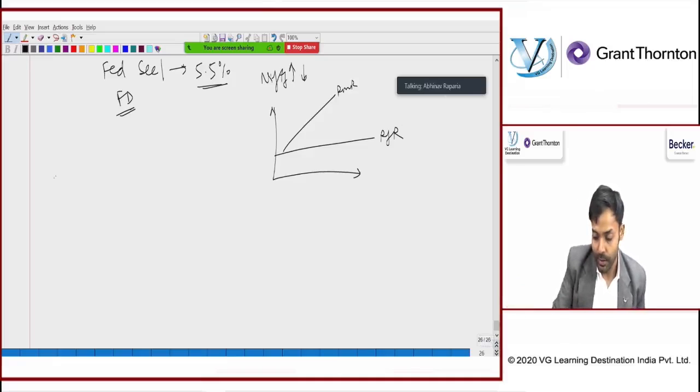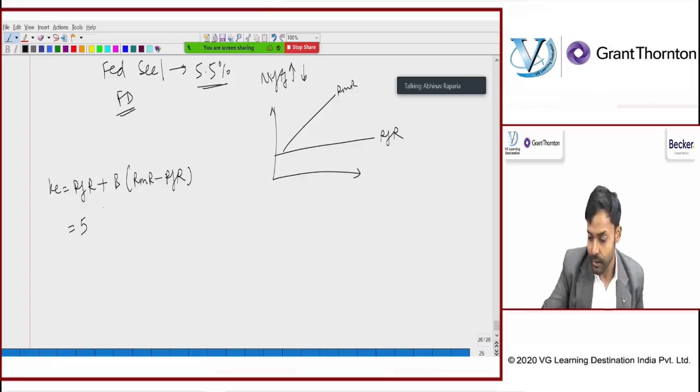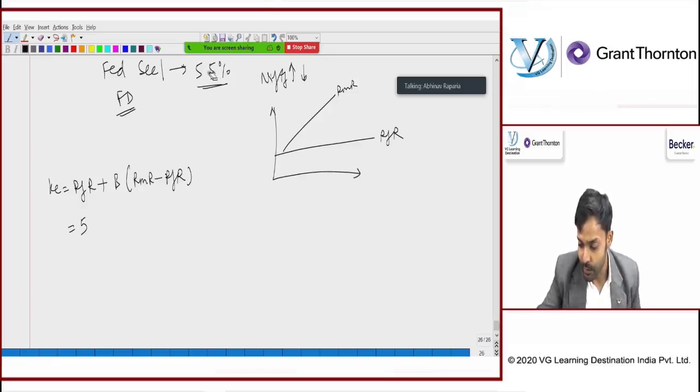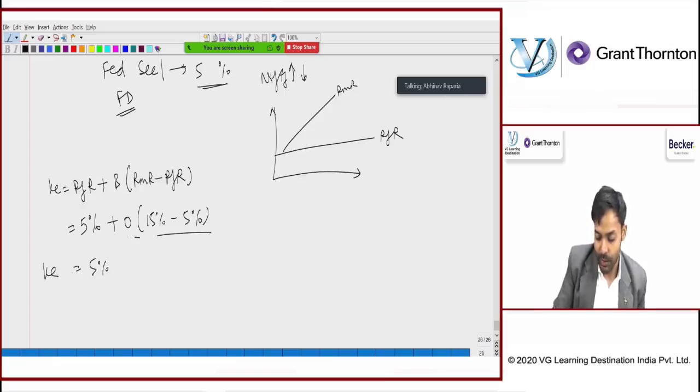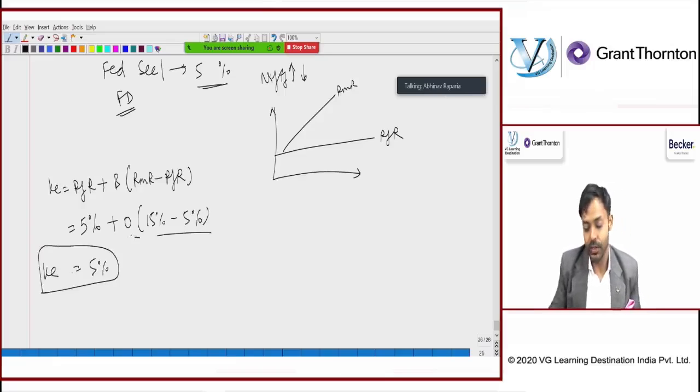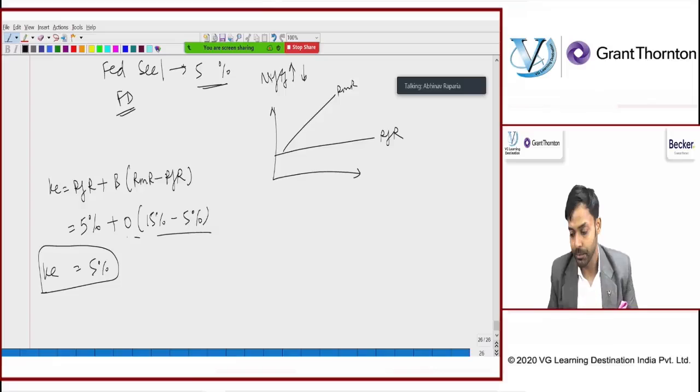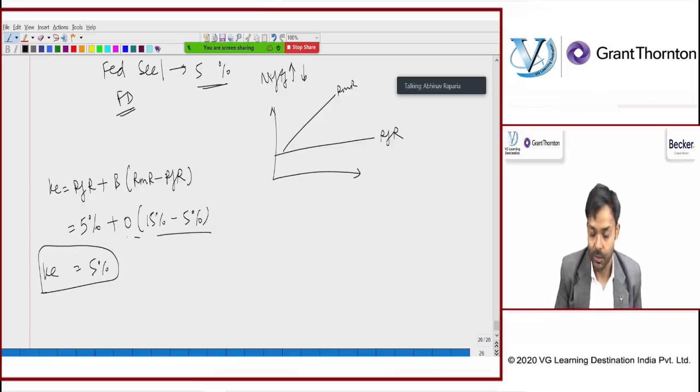So for example, what we have done, cost of equity equals RFR plus beta times (RMR minus RFR), right? RFR was 5%, and let's just say 5% here only, just to avoid the confusion. 5% plus beta is 0 times (15% minus 5%). Since everything is 0, your return is also going to be 5% only, because it doesn't matter what is going on in the market. So yes, your beta can be 0 also.